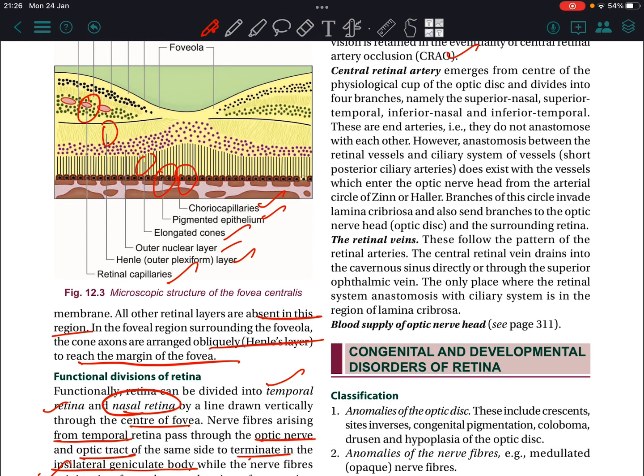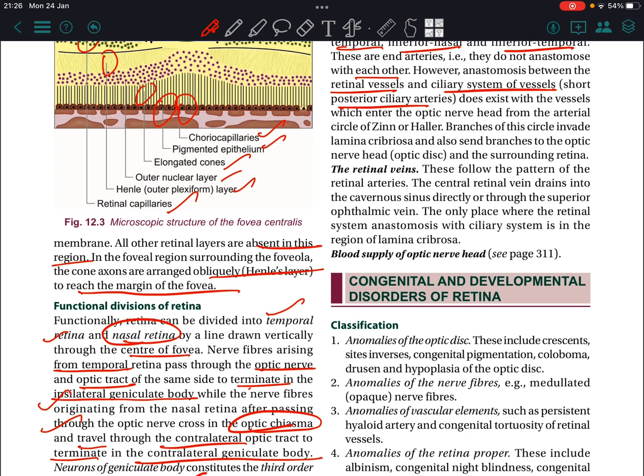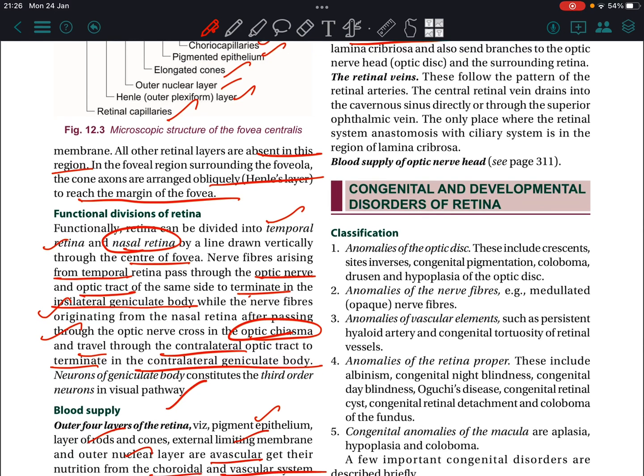Central retinal artery emerges from the center of the physiological cup of the optic disc and divides into four branches, namely superior nasal, inferior nasal, superior temporal, and inferior temporal. These are end arteries. They do not anastomose with each other. However, anastomosis between retinal vessels and the ciliary system of vessels, short posterior ciliary vessels, exists with vessels which enter the optic nerve head from the arterial circle of Zinn-Haller. Branches of this circle invade the lamina cribrosa and also send branches to the optic nerve head.